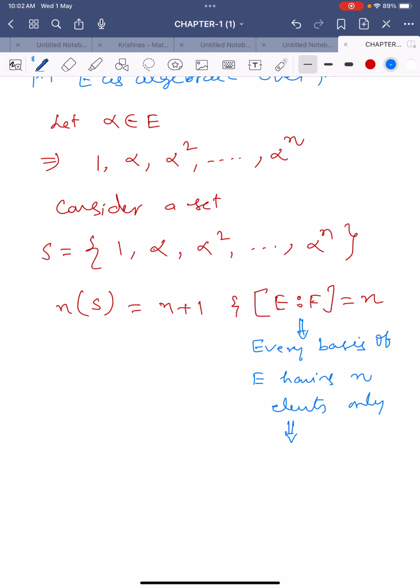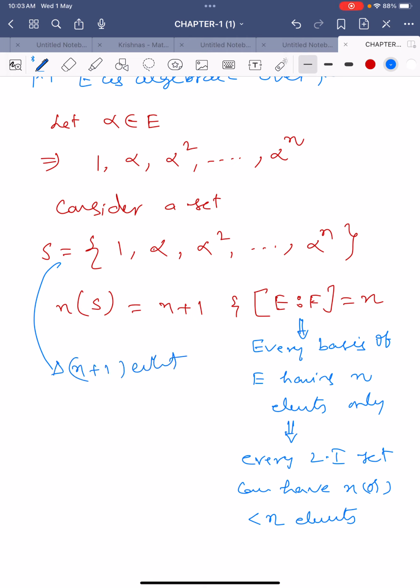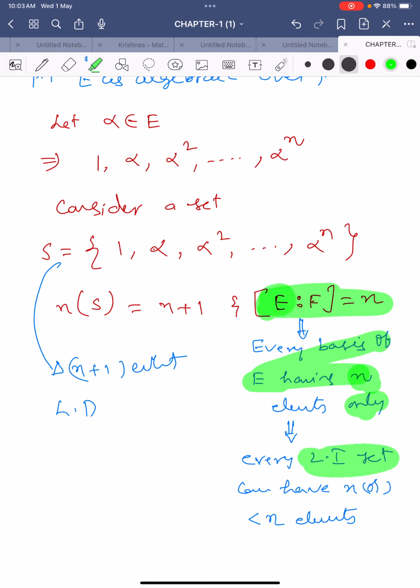What does it mean? Every linearly independent set can have n or less than n elements. It means if a set has n plus 1 elements, it must be linearly dependent. This is the point you have to understand here. I repeat the steps, please observe that. Here the dimension of E over F is equal to n. It means the basis of E contains n elements only. It means every linearly independent set defined over capital E can have only n elements or less than n elements. And you can apply the same thing to our set capital S having n plus 1 elements. It means this S is linearly dependent.